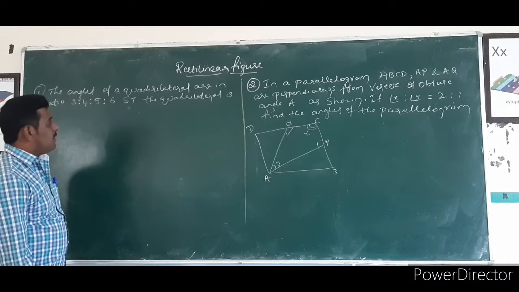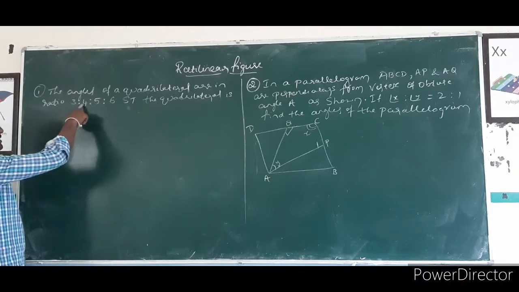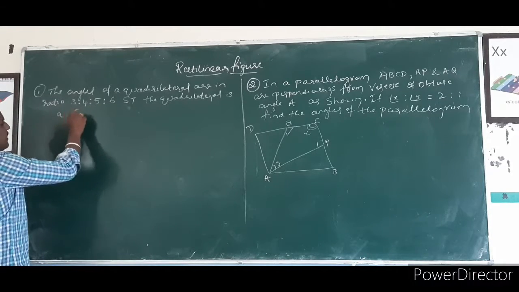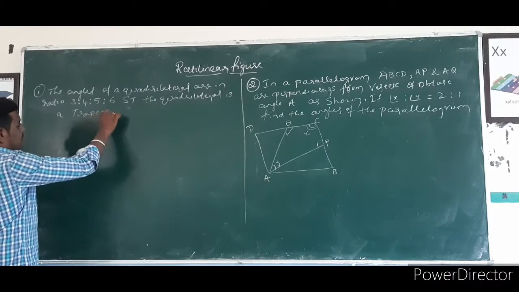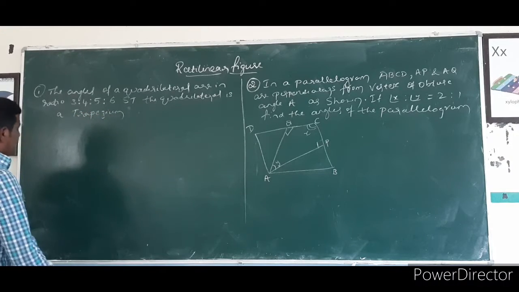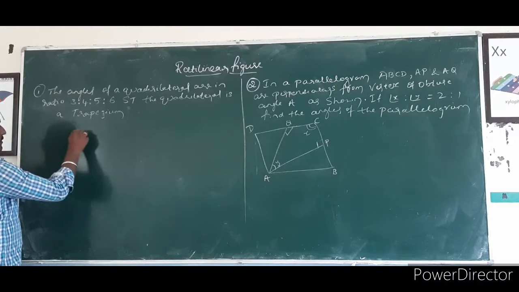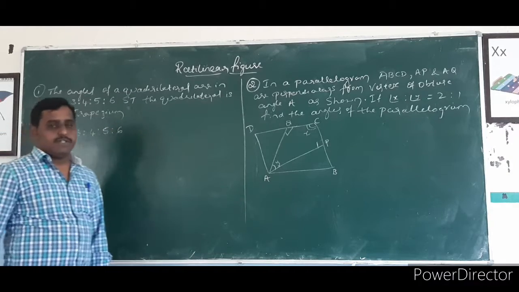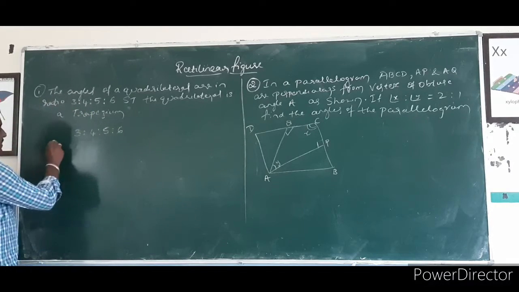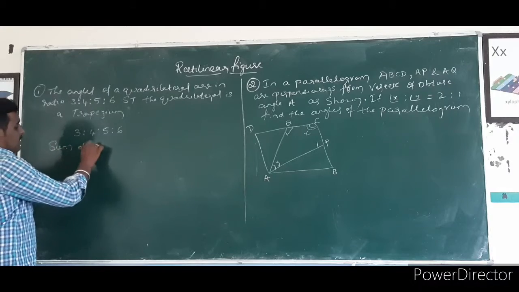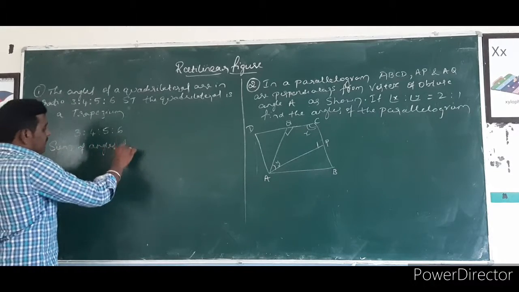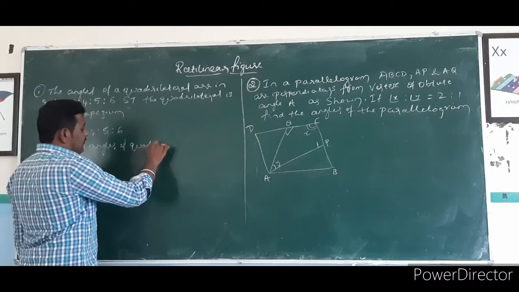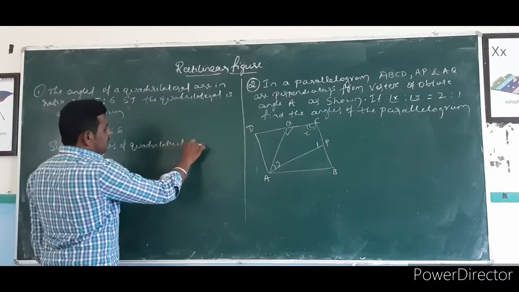The angles of a quadrilateral are in the ratio 3:4:5:6. Show that the quadrilateral is a trapezium. We have to prove that it is a trapezium. The angles are given in the ratio 3:4:5:6. What is the sum of the angles of a quadrilateral? It is equal to 360 degrees.